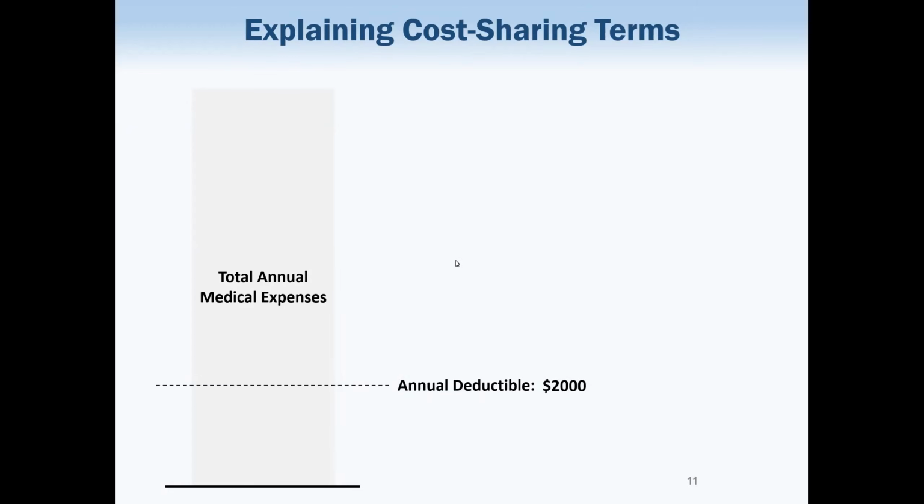So during the first couple open enrollments, I might grab a piece of paper and just draw out what a plan and a consumer's experience might be. You're going to have a certain amount of medical expenses through the course of the year, and let's say you have a plan with a deductible of $2,000 and an out-of-pocket maximum of $6,000. So here's how it works.